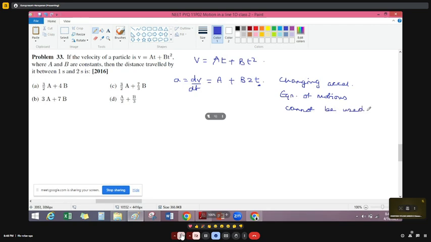Sorry, sir. Yes, sir. So which method should I use? Then the distance traveled by it between 1 second and 2 seconds. By differentiating, sir. Differentiation, okay. Sir, by integrating. Sorry, sir, by integrating. Integrating, okay. Yeah, you are right. So velocity is equal to at plus bt square. What is v? dx by dt, correct?